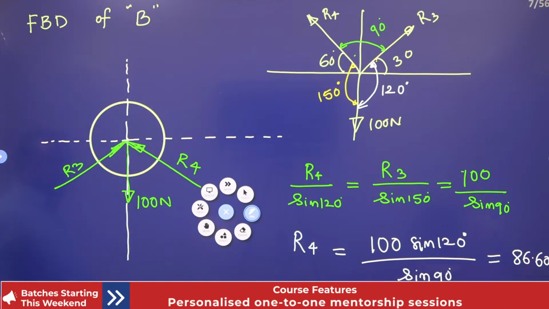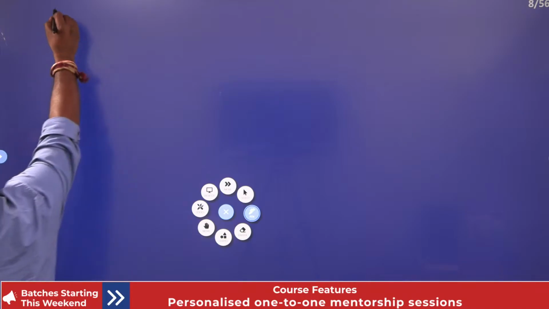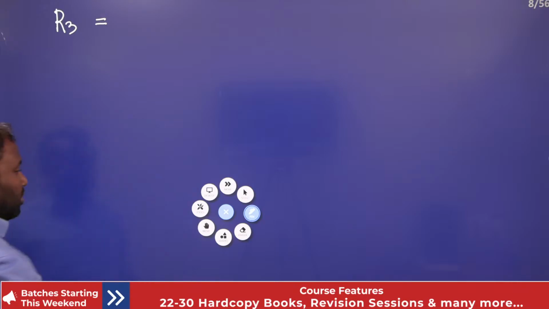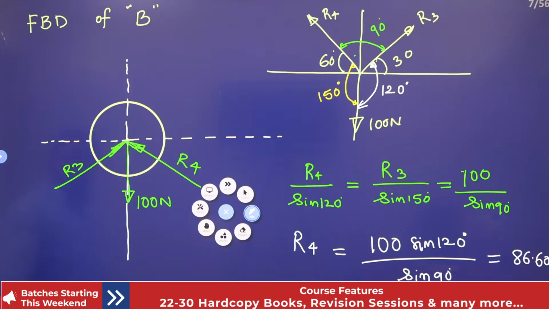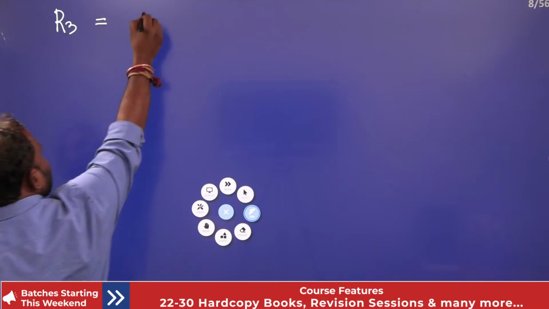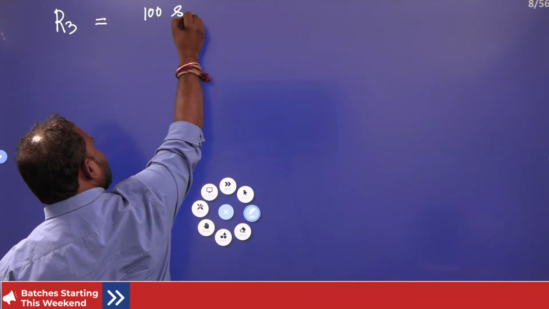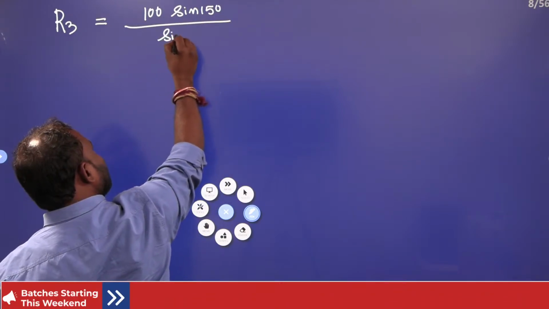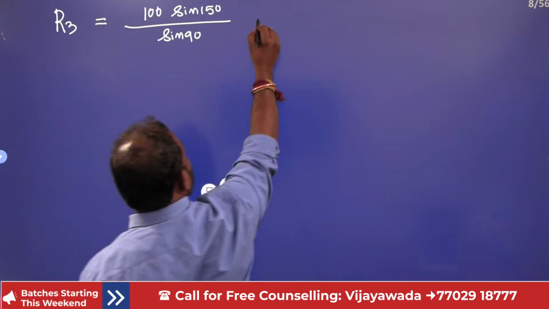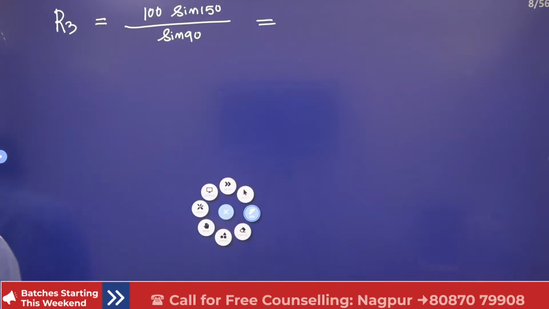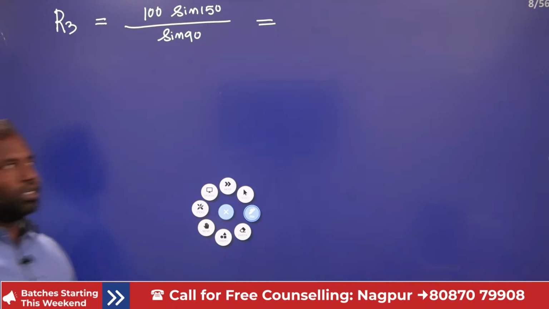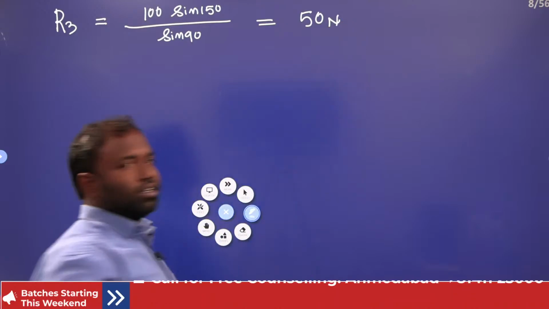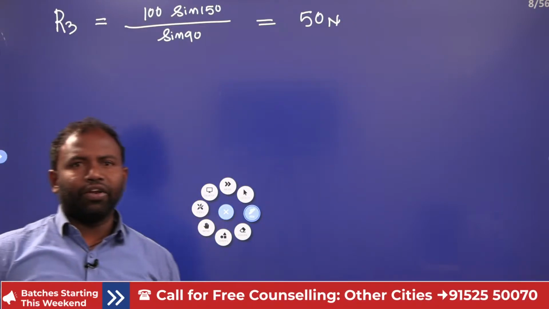Right? Next, similarly, R3. R3 equal to 100 sine 150 by sine 90. If I calculate that, I'm going to get my R3 equal to, let me calculate, help me know. So I'm going to get 50 newtons. Yes, guys, clear, everybody?